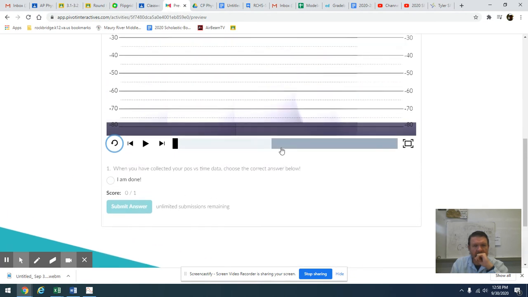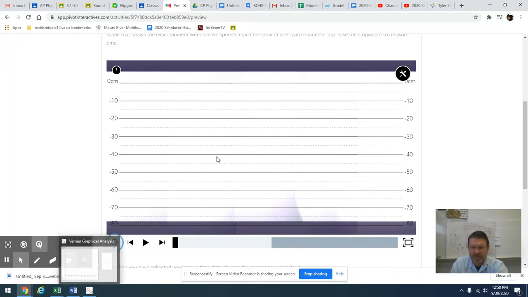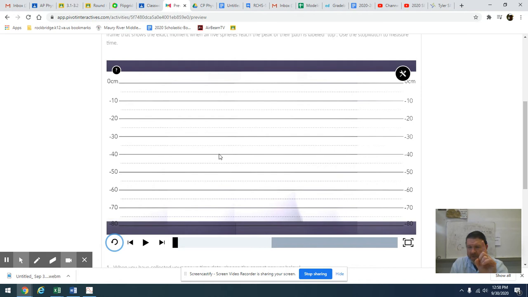I'm done. Because really what you're going to do is you're going to collect the data here, and then you're going to move it into Logger Pro or Graphical Analysis 4. I want to use both of those programs, so users of both of them have some examples of what it feels like to use them. So for this one, I'm going to do Graphical Analysis 4. If you're using Logger Pro, it's all very, very similar. All right, so let's check out this video.